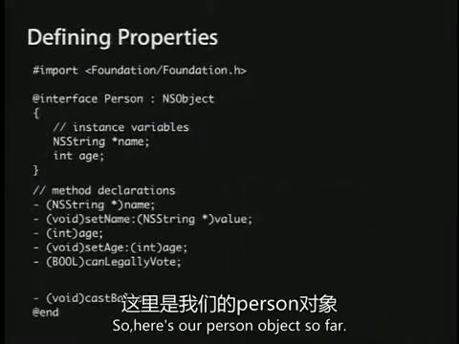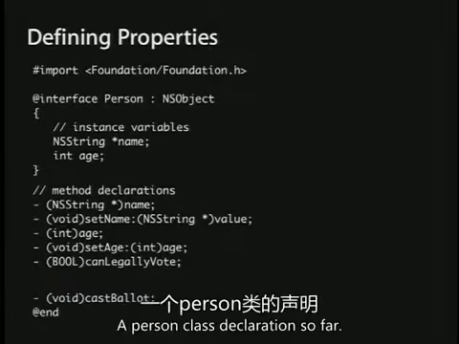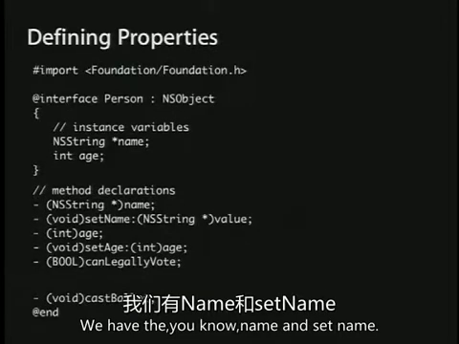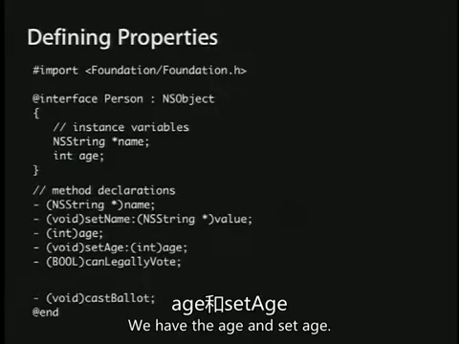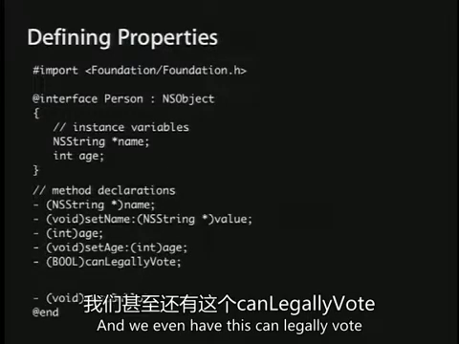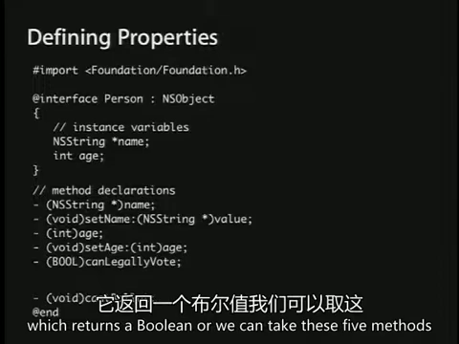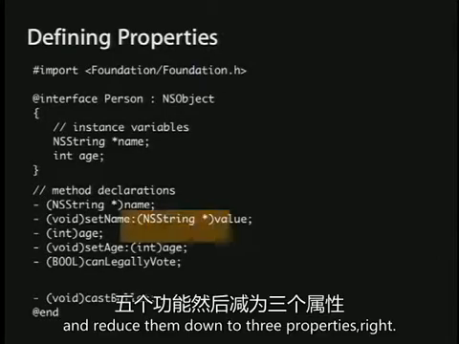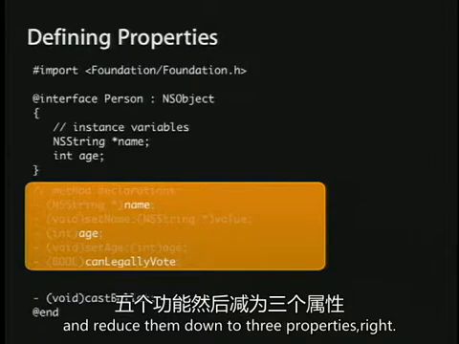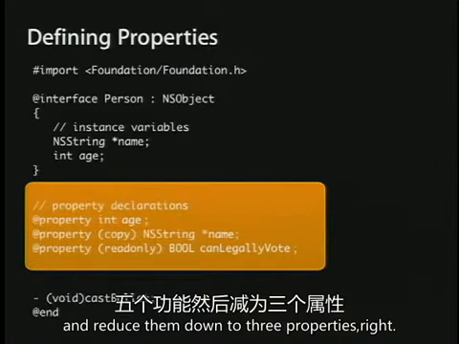So here's our person class declaration so far. We have the name and set name. We have the age and set age. And we even have this can legally vote, which returns a Boolean. Well, we can take these 5 methods and reduce them down to 3 properties.